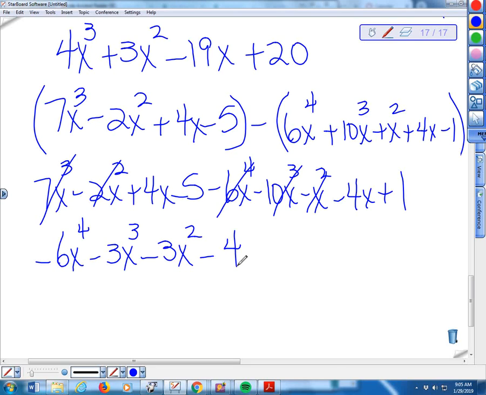No, tomorrow we're going to learn multiplying and dividing polynomials. That's not hard. But today we're just going to focus on adding and subtracting and then understanding the different key terms in a polynomial.